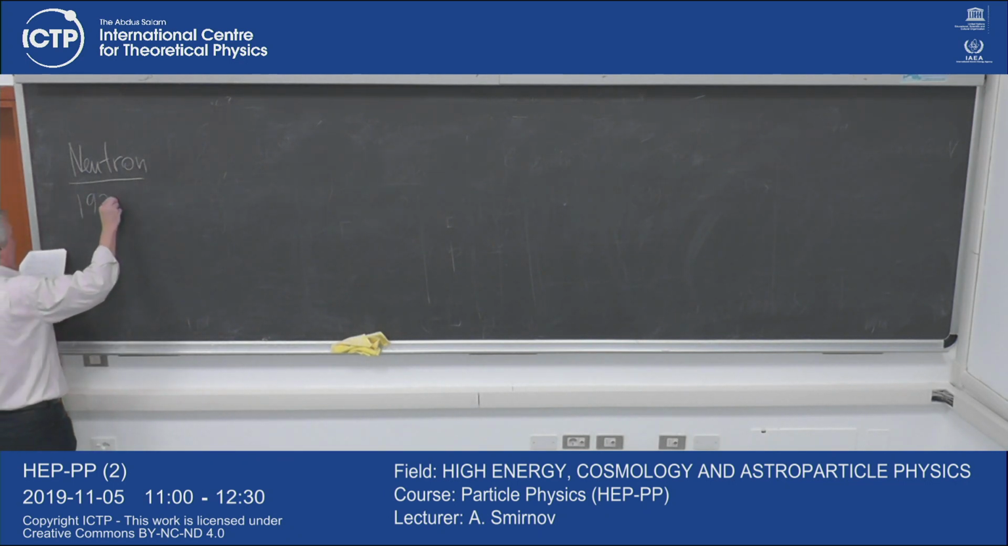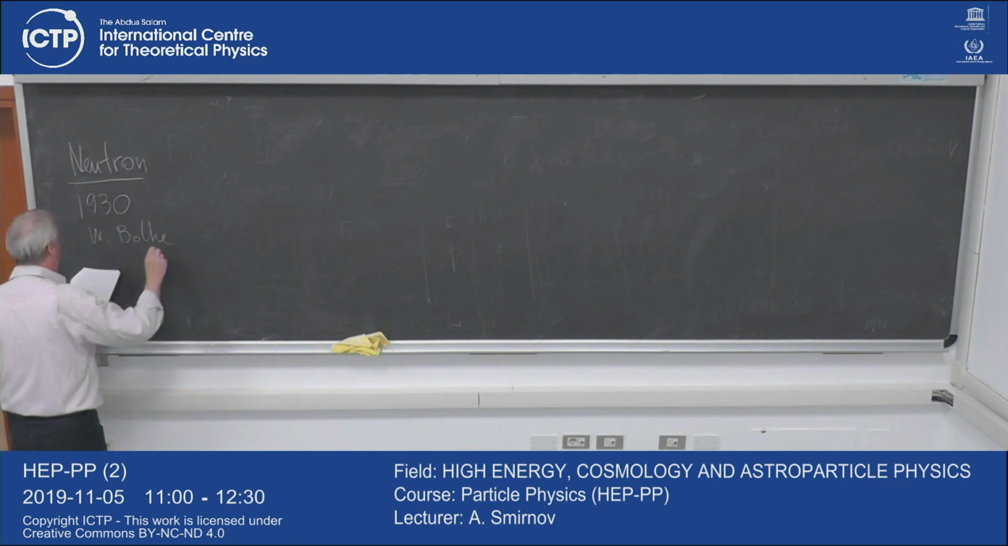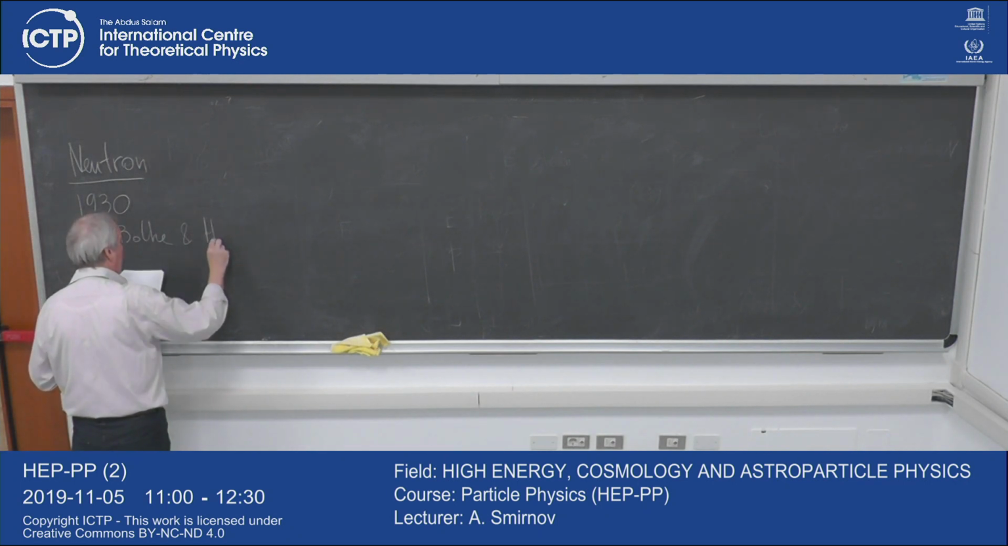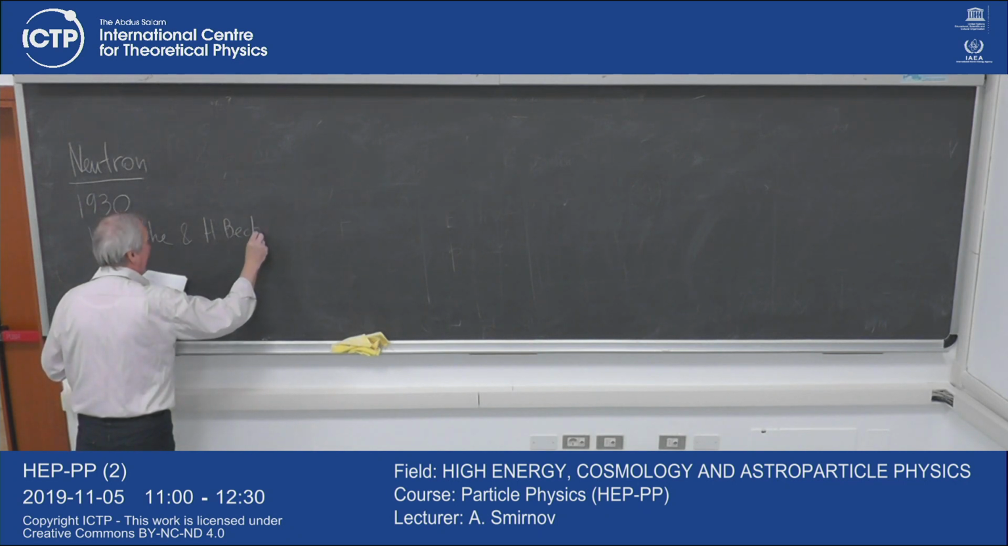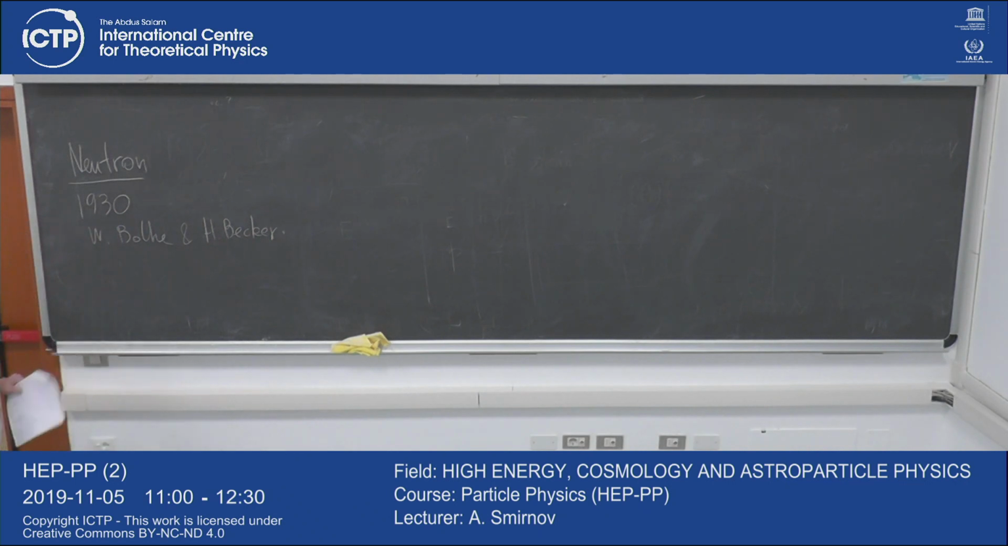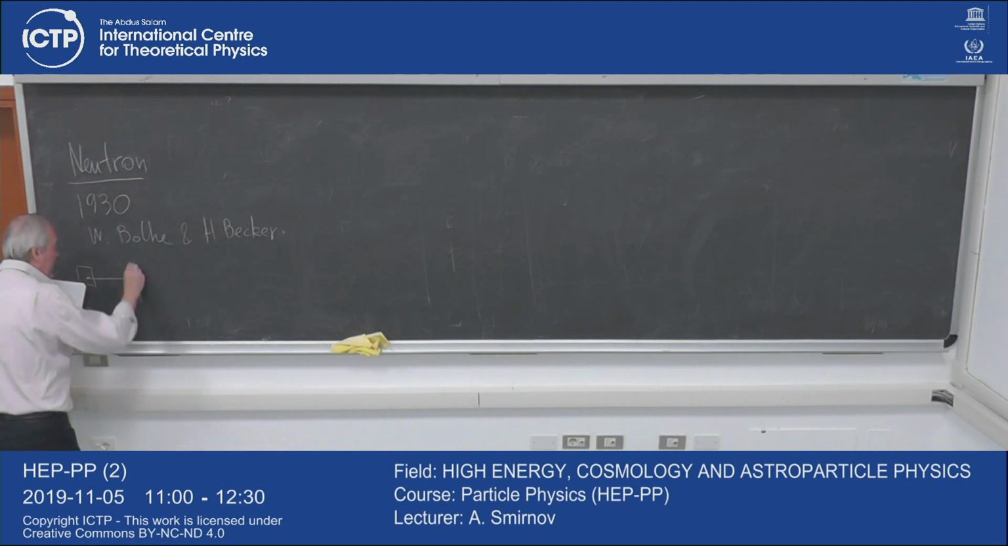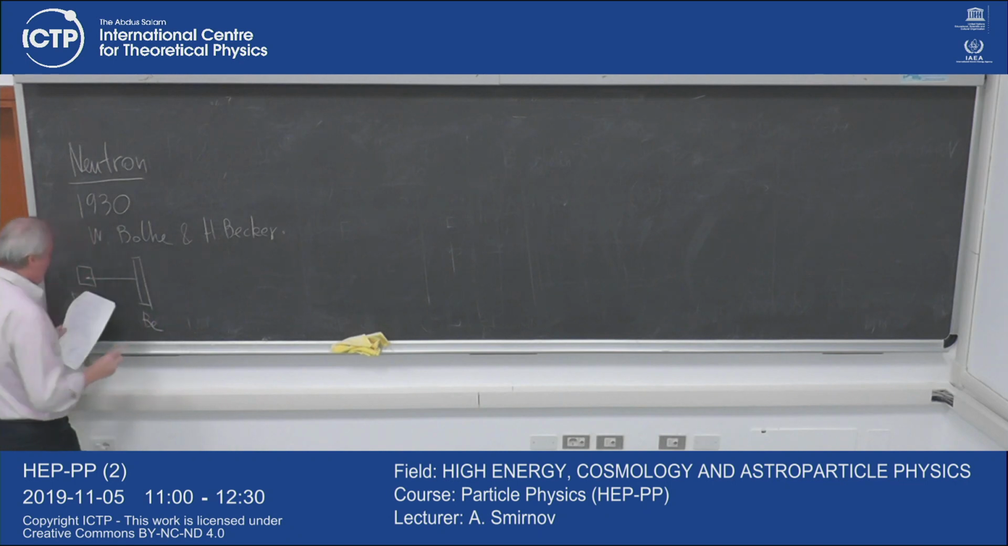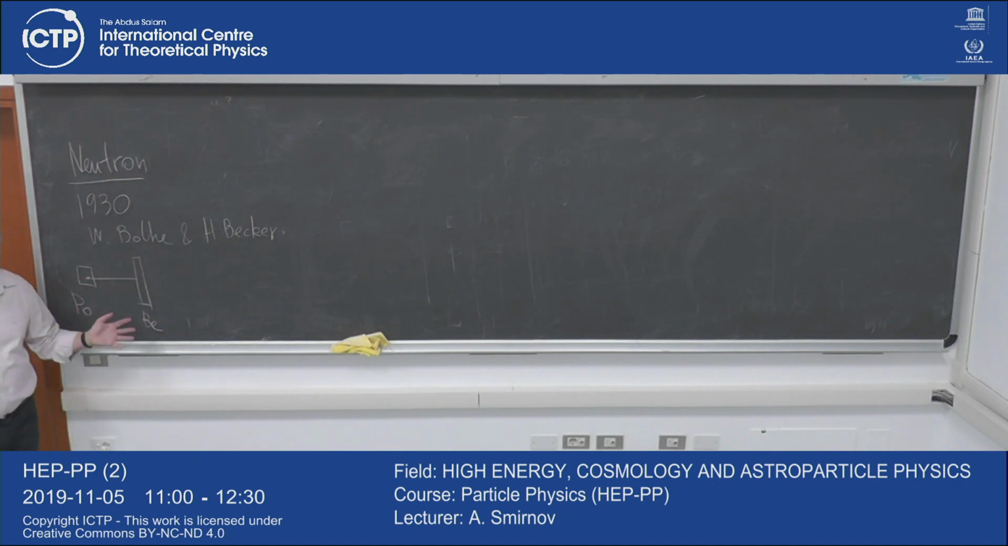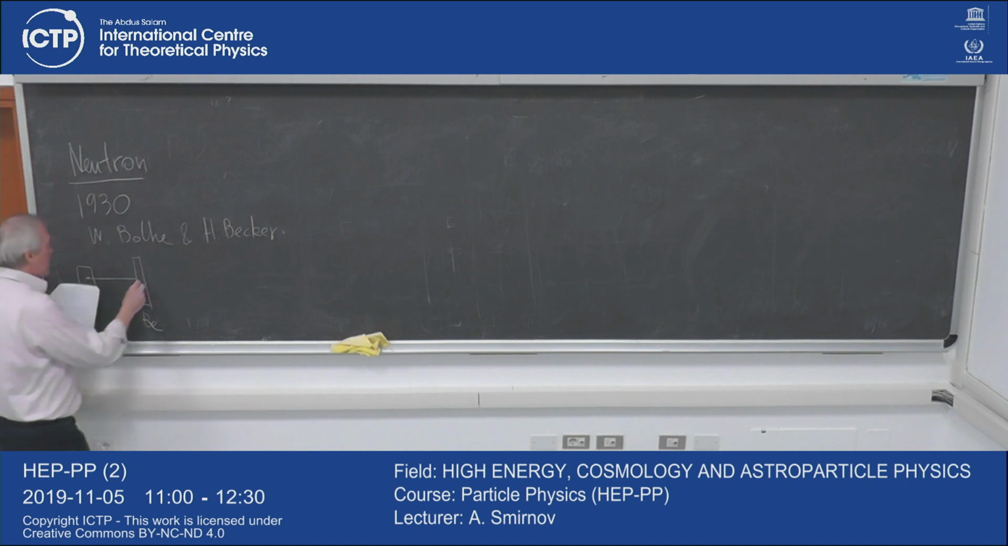In 1930, Bothe and Becker observed that when alpha particles hit a beryllium target, they produce some new radiation. Again, they use polonium as the source of alpha particles. Then they use a beryllium target. Actually, they used also boron and lithium. So there were different targets, but beryllium was the most efficient in producing this radiation. So they produced something.